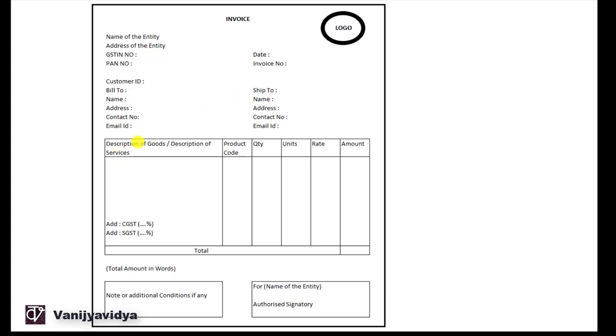Then here we have the description of goods or description of services, then product code, quantity, units, rate, amount. Then we have to add the taxes here, total amount in words, and then notes or additional conditions if any. And here an authorized signatory has to sign on behalf of the entity. So this is the format of an invoice.